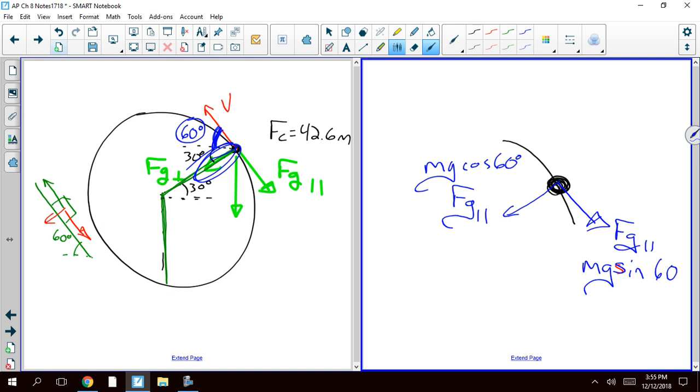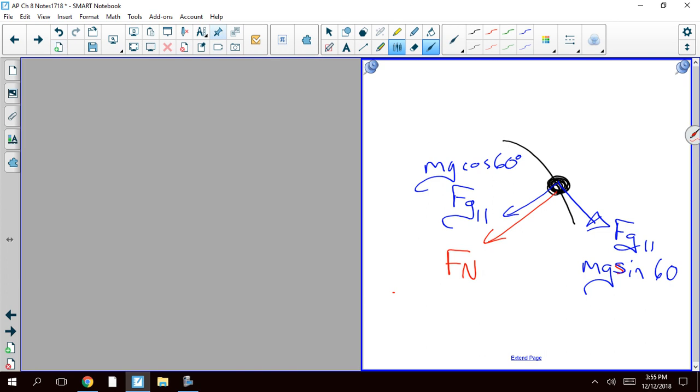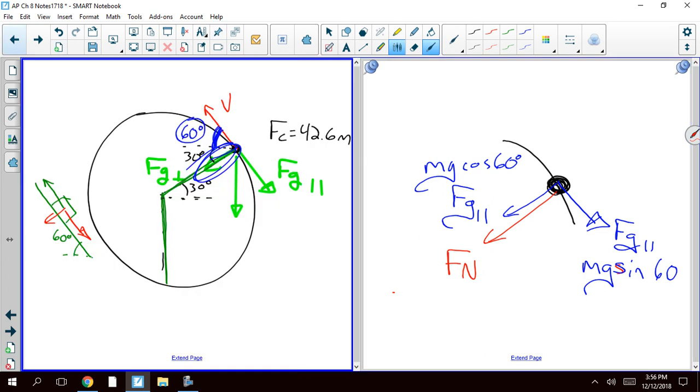Okay? And what other force is there? Well, there's probably a normal force if we haven't left the track, right? And so the idea is our normal force also needs to point inward. Okay, so let's draw in our normal force. All right. So now let's think about what we know. So let me leave this here for a minute. Let's go back a slide.